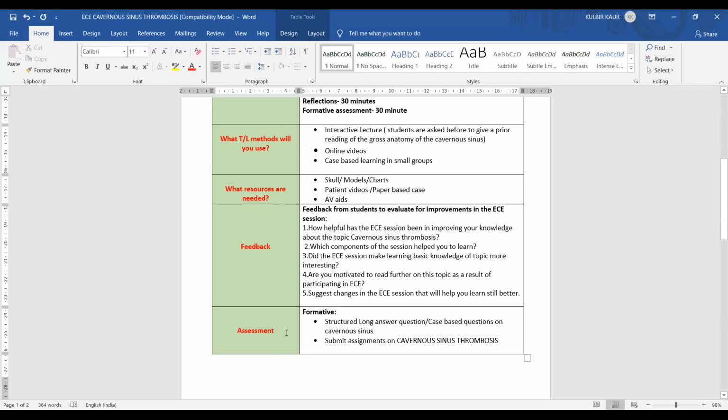Then last of all, the assessment. This assessment can be done in the form of structured long answer questions or case-based questions on the cavernous sinus. Then asking the students to submit assignments on cavernous sinus thrombosis. These assignments can be given in the form of PowerPoint presentations, etc.